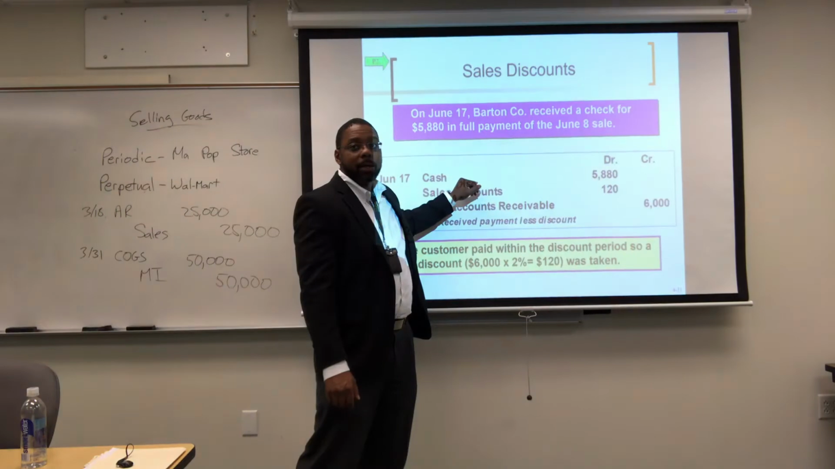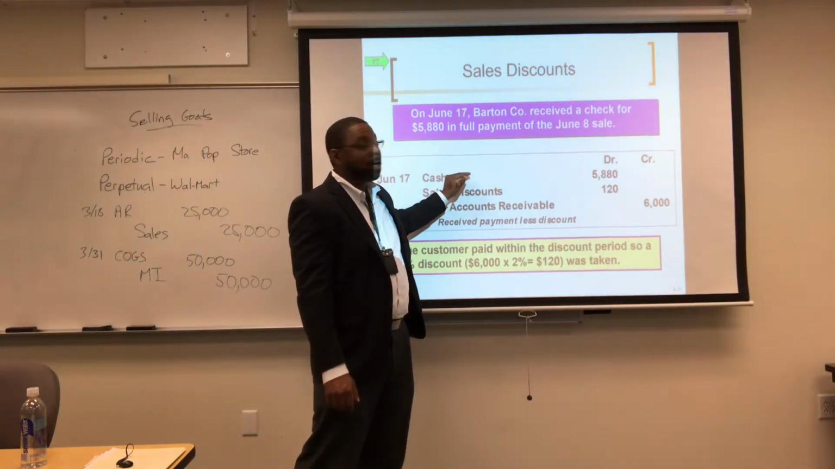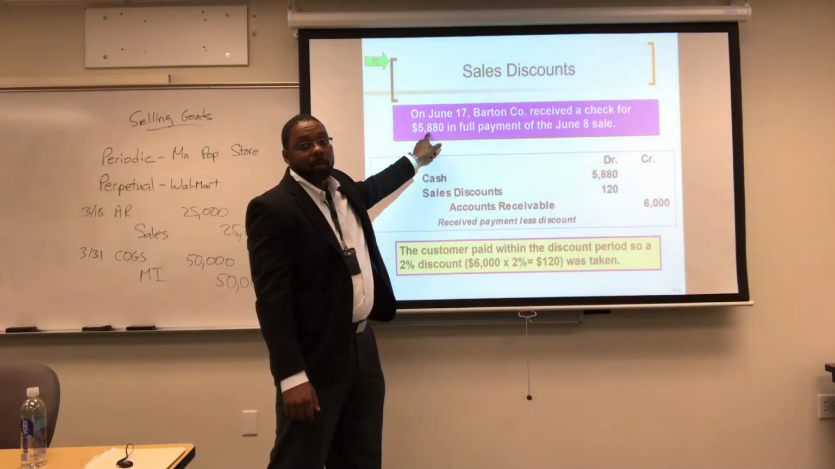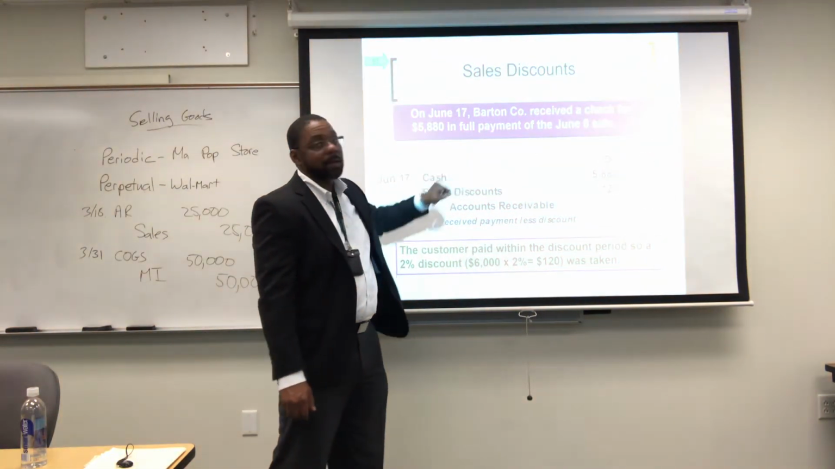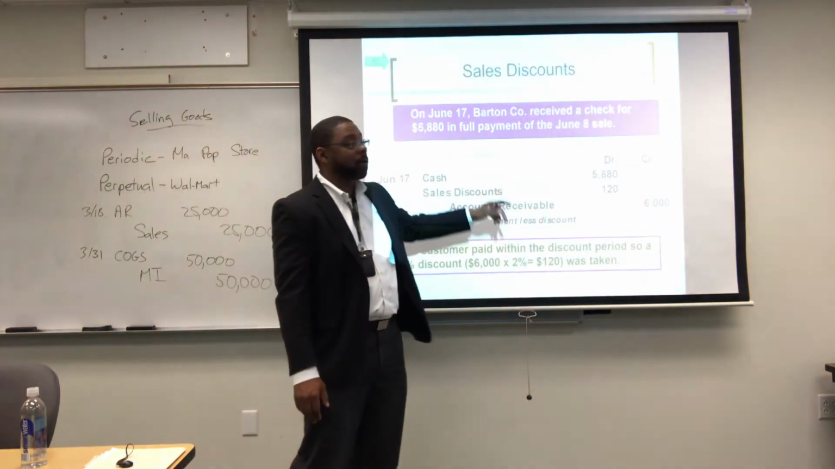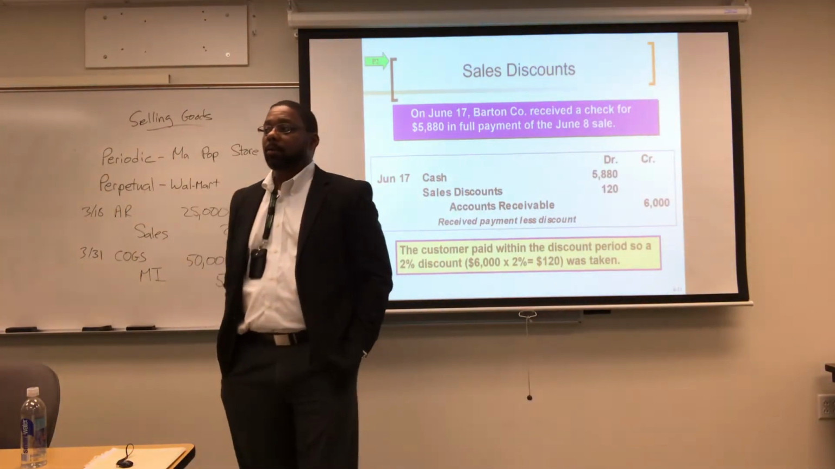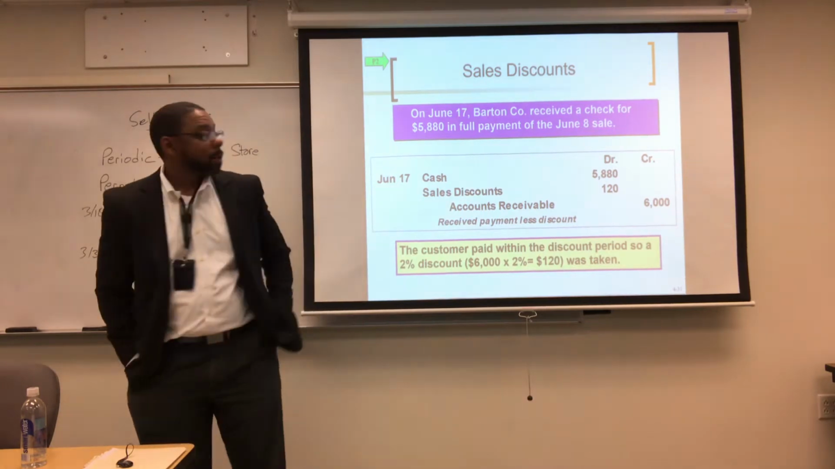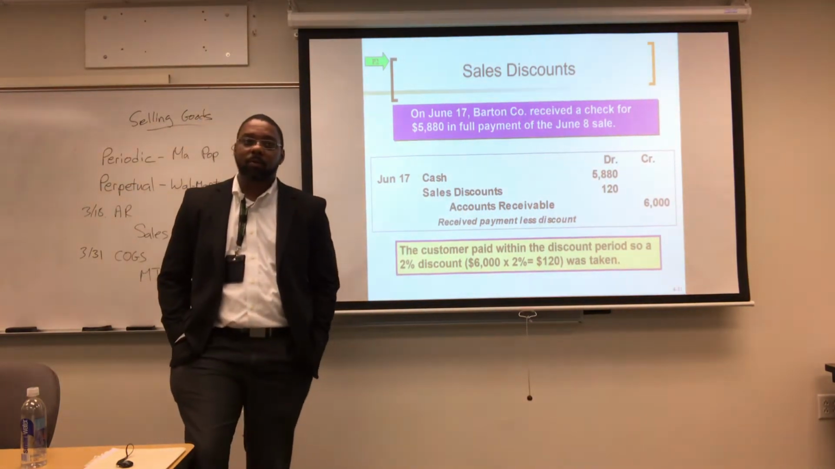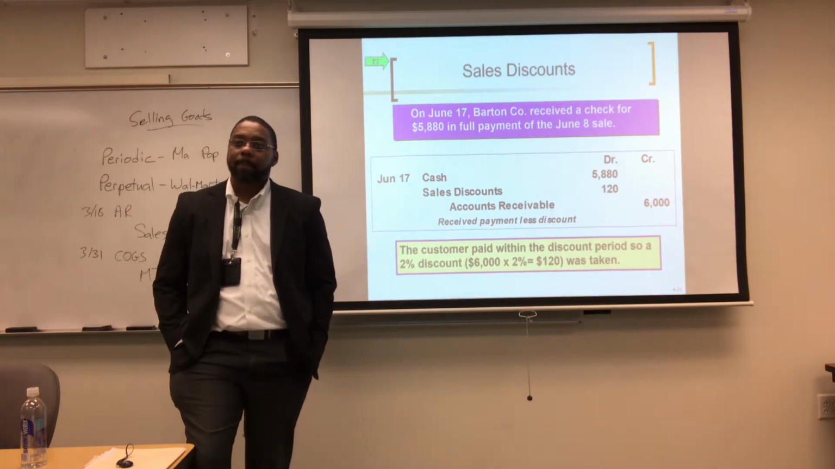Remember, you only received $5,880 of cash. So that's a debit of $5,880 to cash, and a debit to sales discounts of $120. That's the amount of discount you gave the client. And then you're going to credit accounts receivable for $6,000. Does that make sense, scholars?